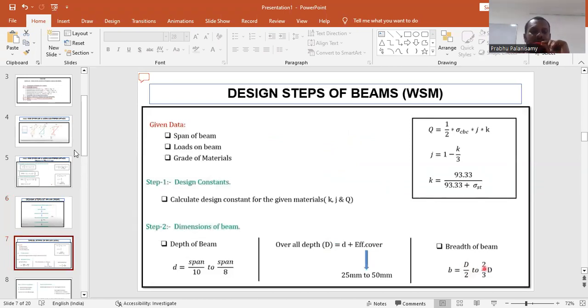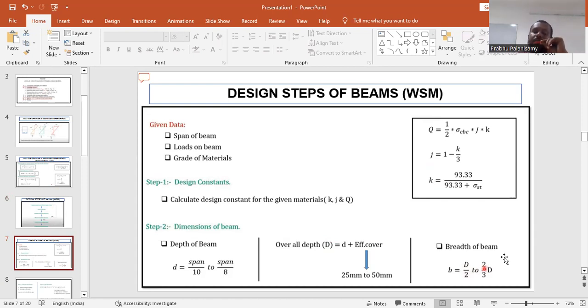Step one. This is the given data for the students: the given load, span of the beam, and grade of the materials. In step one, the constants K, J, Q can be identified. You have the formula for K, J, Q, and these are the design constants. The next step is the design of the beam, the dimensions of the beam, which involve the overall depth, effective cover, breadth, and effective depth.